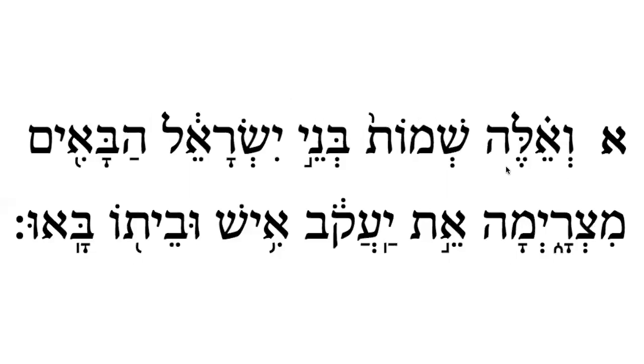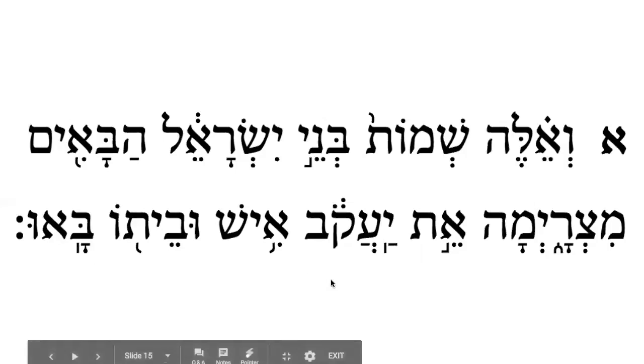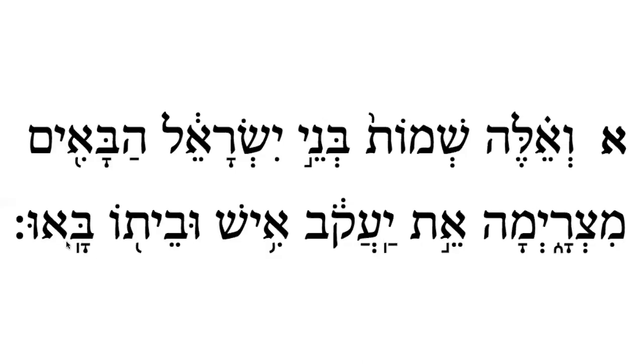So this is ve'ele, and these are Shemot, the names of Bnei Yisrael, the children of Israel, Habaim, those who came, Mitzrayma, to Egypt, Et Yaakov, with Jacob, Ish, each man, Uveto, and his house, Ba'u, who came. Now, right here with Yaakov, we have that same thing that I was telling you with Ba'u. You know how there should be a separation between Ba and U, Ba'u. We have the same thing here with Yaakov.